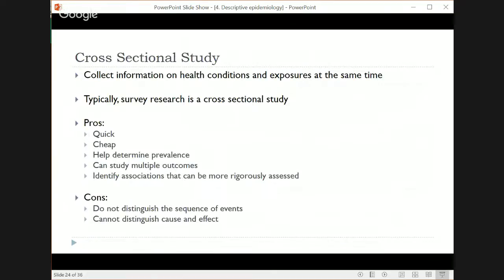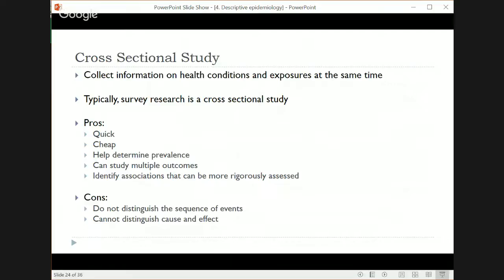So in a cross-sectional study, we're collecting information on exposures and health conditions at the same time. Typically, again, survey research is going to be a cross-sectional study. That's going to be a giveaway for you guys. If I ask you to identify the type of study, if it's survey, it's probably cross-sectional.